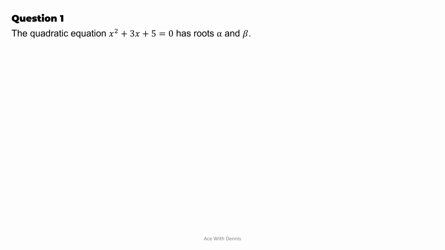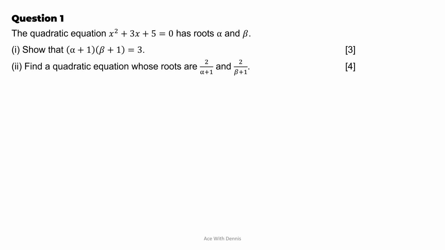Question 1. The quadratic equation x squared plus 3x plus 5 equals 0 has roots alpha and beta. 1. Show that alpha plus 1 times beta plus 1 equals 3. 3 marks. 2. Find a quadratic equation whose roots are 2 over alpha plus 1 and 2 over beta plus 1. 4 marks.